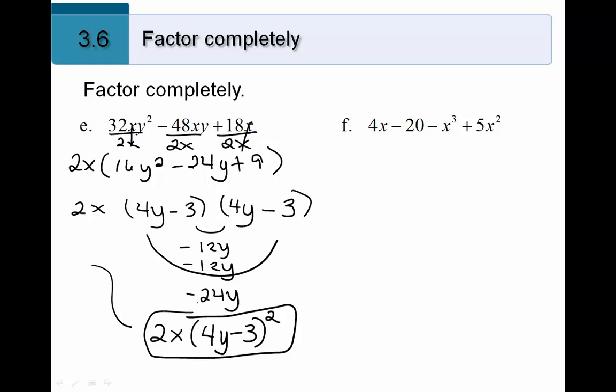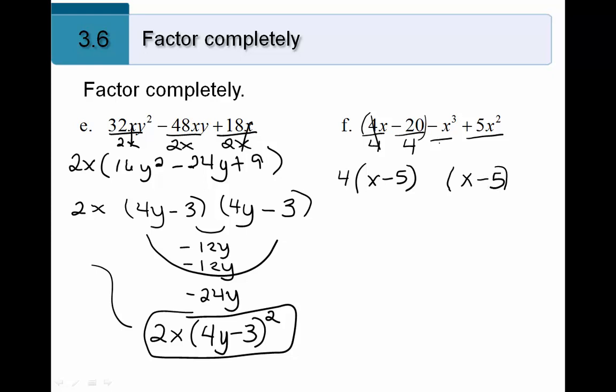Notice that in f it has 4 terms, so we will be factoring by grouping in f. So we will group 4x minus 20 and factor the GCF out of there, which is a 4. That will give me an x minus 5. Now notice the negative x cubed and the positive 5x squared. When I factor this side right here, I want to have an x minus 5 as well, right? When you're factoring by grouping.